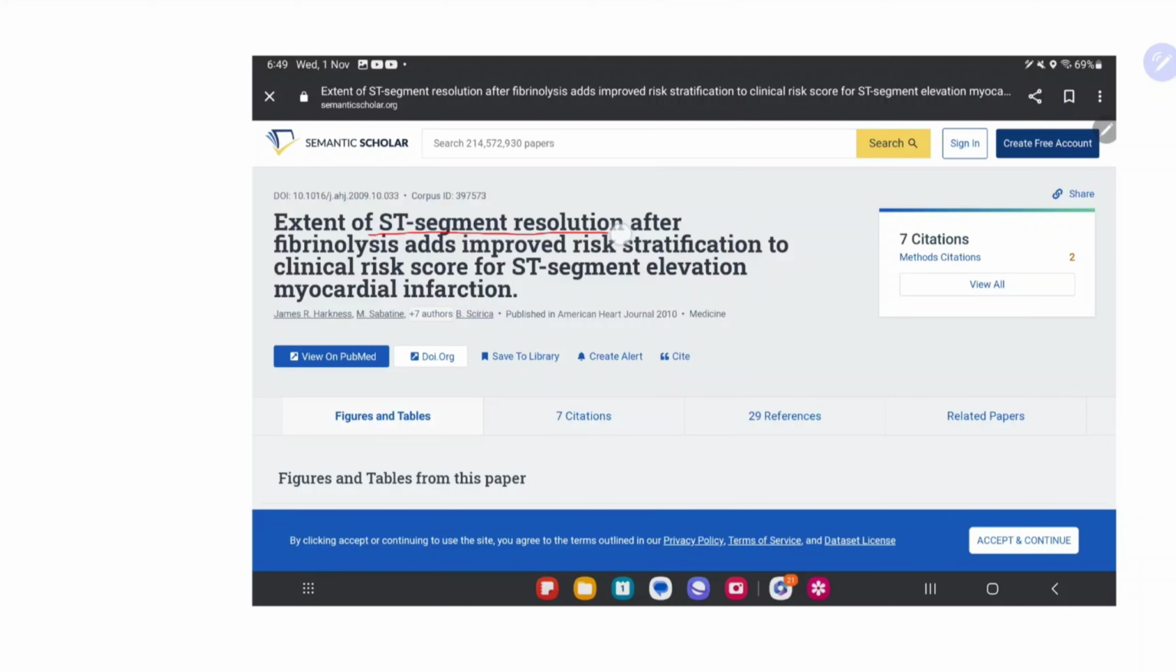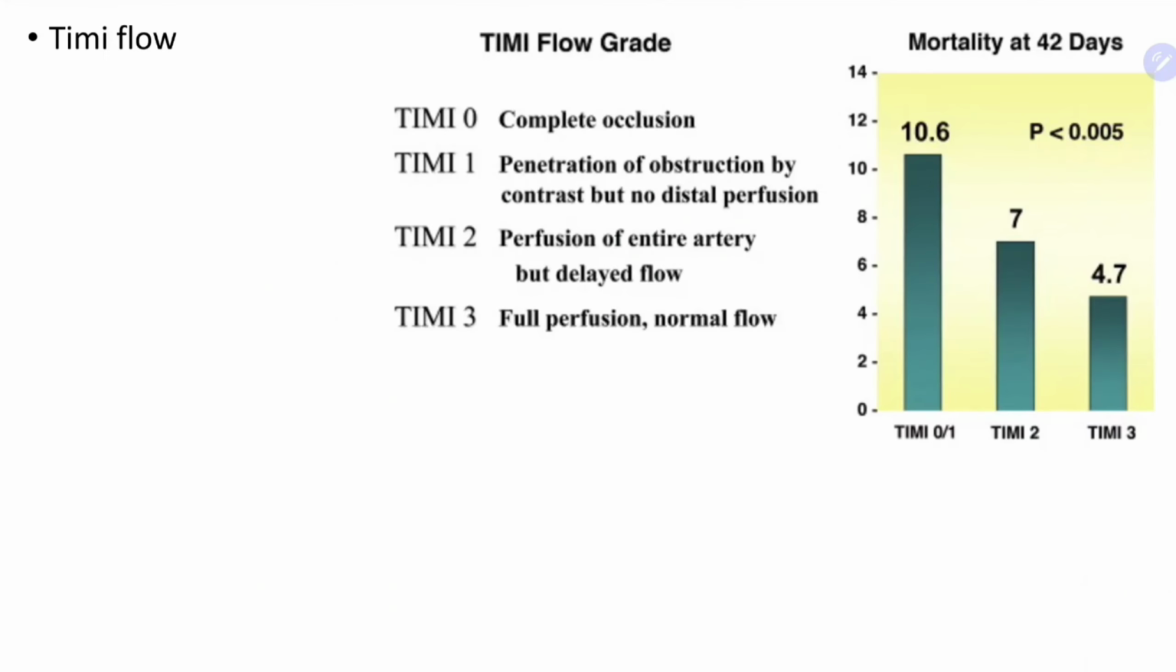Here you can see a journal article: extent of ST segment resolution after fibrinolysis adds improved risk stratification to clinical risk score for ST segment elevation MI. And then, what is TIMI flow?